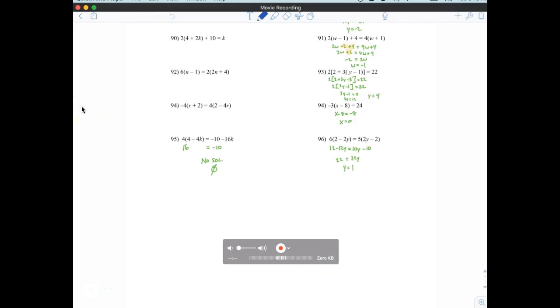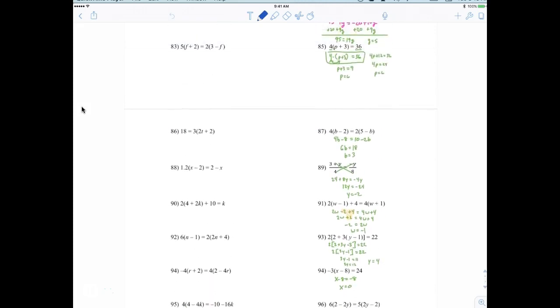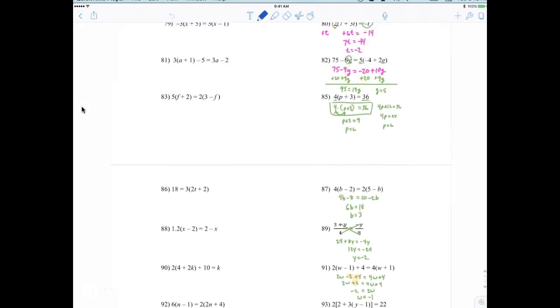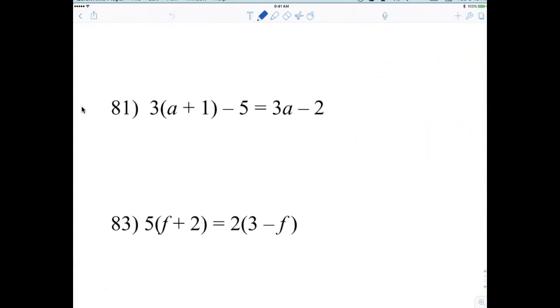All right. Yes, specific questions here. Yes, 81. Let's take a look quickly at 81. Now, here we go. We have 3a plus 3 minus 5 equals 3a minus 2. 3a minus 2 equals 3a minus 2. You agree with that?